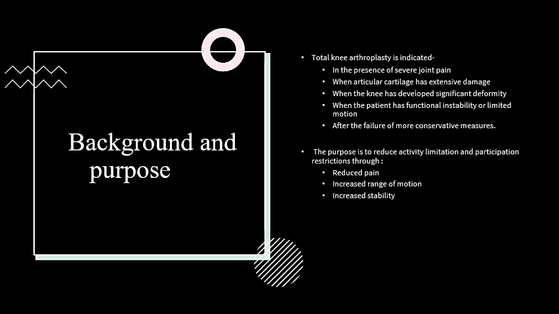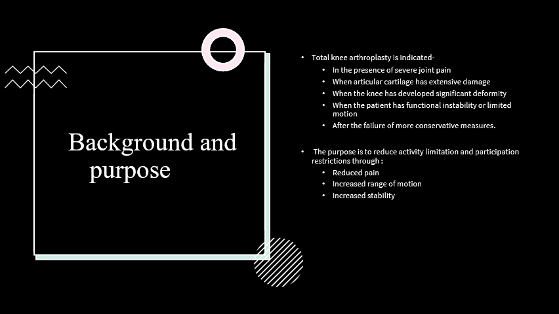The purpose of the total knee arthroplasty is to reduce activity limitation and participation restrictions through reducing pain, increasing range of motion, and increasing a person's functional stability. The total knee arthroplasty is indicated in the presence of severe joint pain, which this patient had a long history of, with several conservative measures failed, many corticosteroid injections over the years.